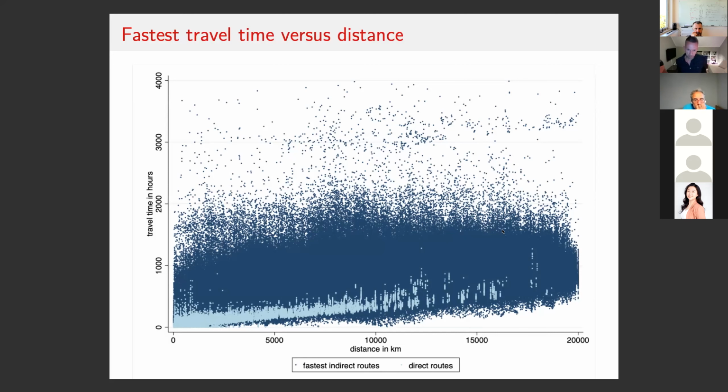This plot is a little bit messy, but let me briefly explain what this is. Here we're plotting port pairs. A given dot is a port pair. The light blue colors are port pairs that have direct routes in the AIS data. I'm plotting distance against travel time. For the direct port pairs, distance and travel time are more or less proportional, right? That's more or less by construction, because you don't have to take a lot of detours by sea. But for the indirect routes, there's a lot of variation. You see this huge amount of variation for the dark blue dots. And it's not obvious that distance is a very good proxy for how long it's going to take you to use these indirect routes.